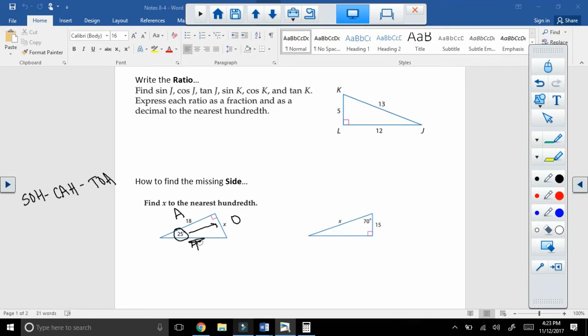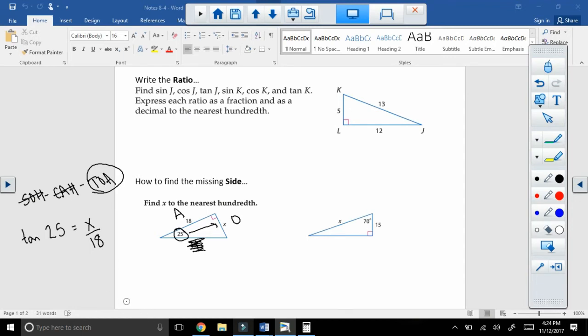I don't have the hypotenuse. I don't want to know the hypotenuse, so the hypotenuse doesn't really matter in my ratio. So that kind of eliminates sine and cosine. Tangent's the ratio that I want because that's the one that includes the opposite and the adjacent. So I'm going to write down that this is the tangent of 25, and that equals the opposite, which is x, divided by the adjacent, which is 18.